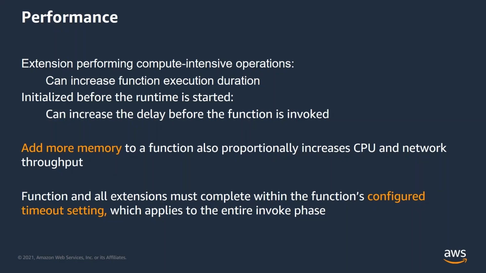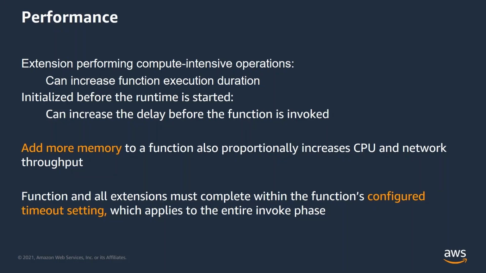What you can do to impact this is actually add more memory to a function, which then also proportionally increases the CPU and network throughput. One thing that has changed in respect to a performance improvement with the general availability of the extensions is the response from the function is decoupled from the response from the extension. The response from the function happens before the extension finishes, and this speeds up function response times while still allowing extensions to carry on their processing.